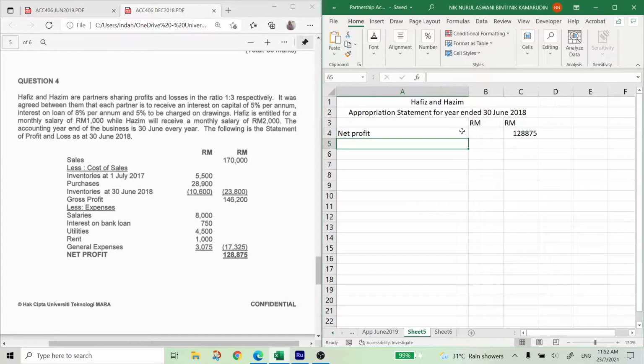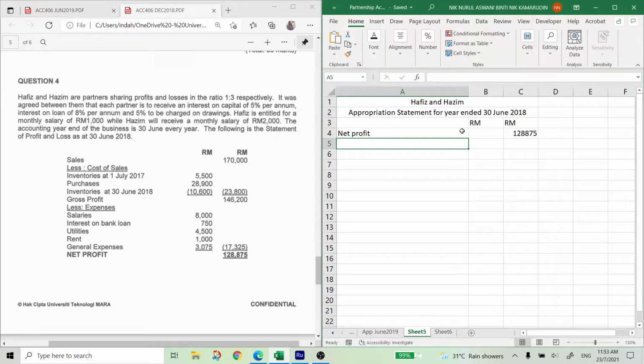If there is no partnership agreement, then we refer to section 26 of the Partnership Act 1961. If we need to adjust the amount of net profit, the adjustment will also be shown here. Let's read together.